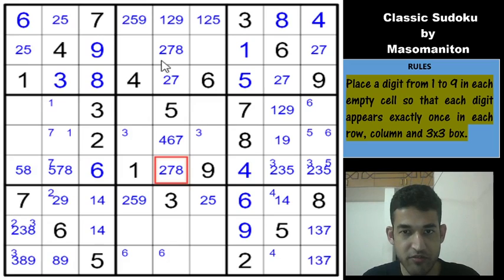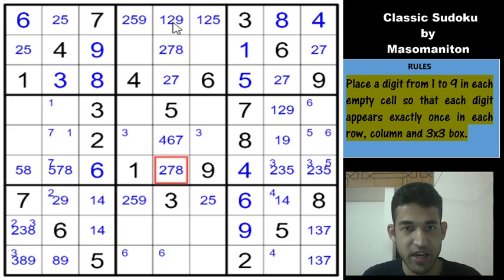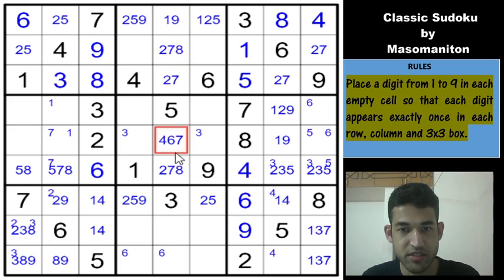So if you look at column 5, these 3 cells are having a locked triplet 2, 7 and 8, right? So which means that we can eliminate 2, 7 and 8 from the rest of the cells. So this is not 7. So 3, 5, 2, 7, 8. So remaining must be 1, 4, 6 and 9.